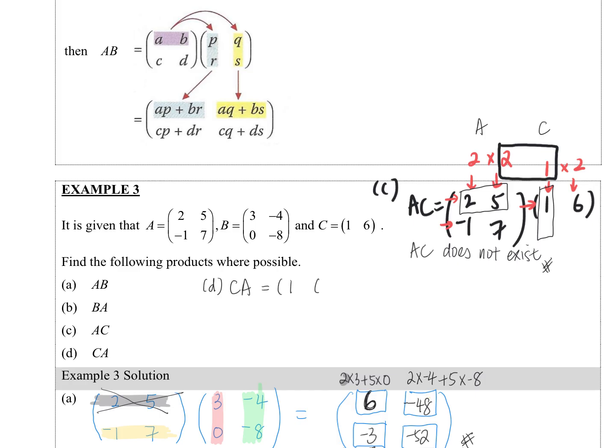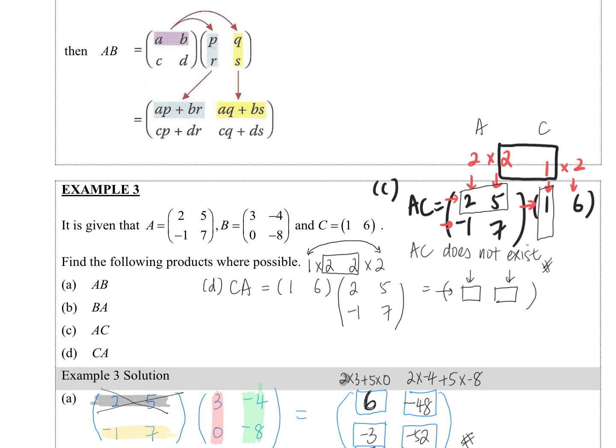But if question D says, let's do CA, then I put C first, followed by A. Then I check. This is 1 row, 2 columns. This is 2 rows, 2 columns. And this one can happen because the overlapping order is the same. So the final answer must follow this order: 1 row, 2 columns. So I draw my 1 row here and 2 columns here. This is my final answer.